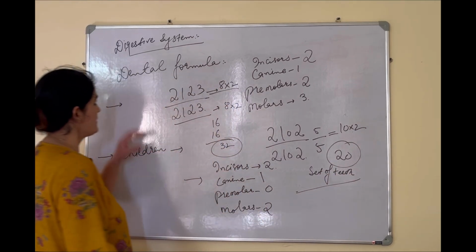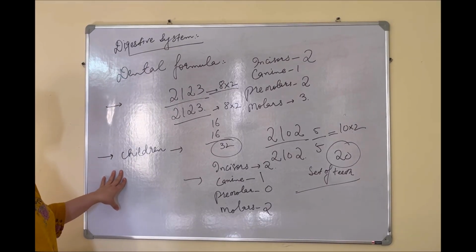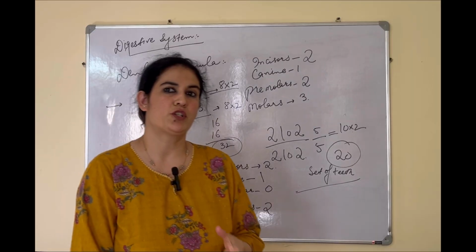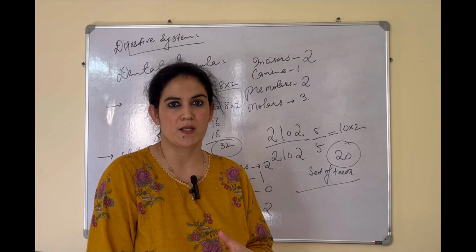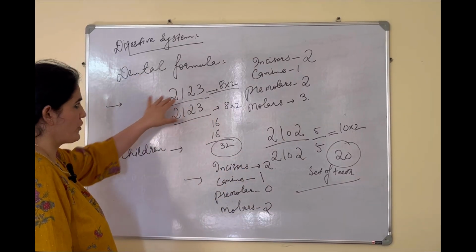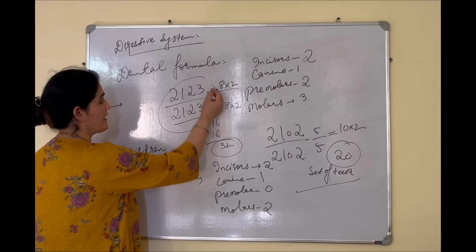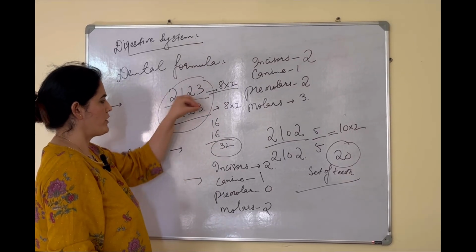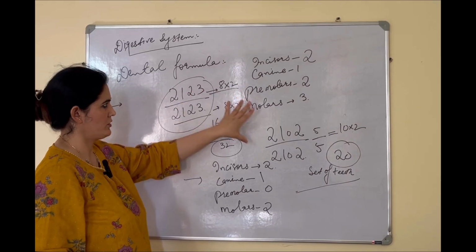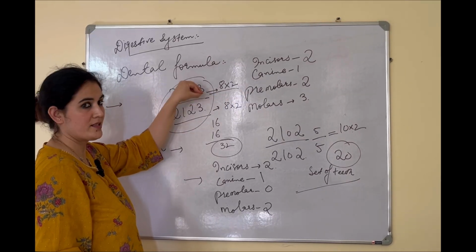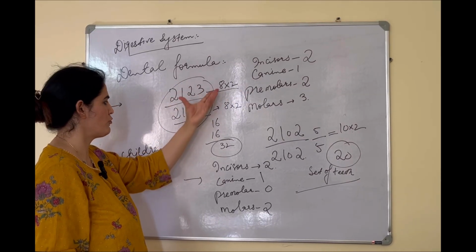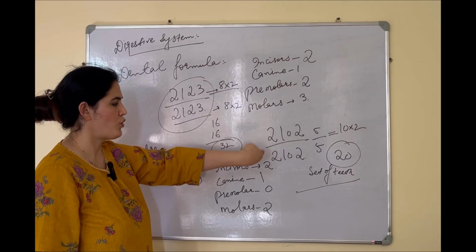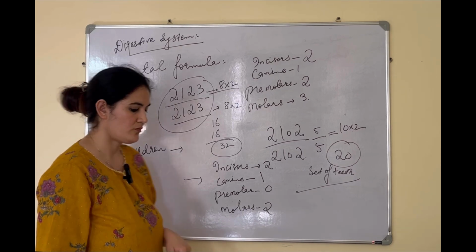Okay, so this is the dental formula for teeth, and it's also important because in some exams these questions are asked. The dental formula for human beings, you should remember this, and how we got 2123, that I told you: the number of incisors and so on, and we have upper and lower jaw, so we have to multiply. And for children, the dental formula is 2102 upon 2102.